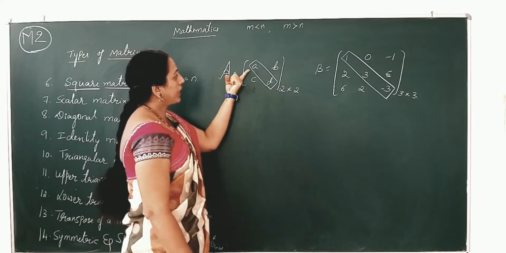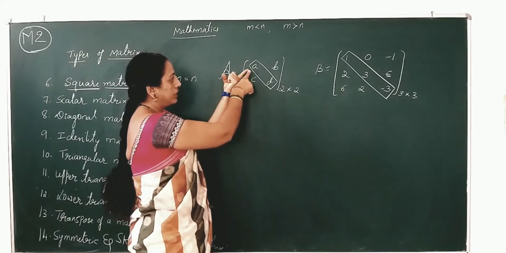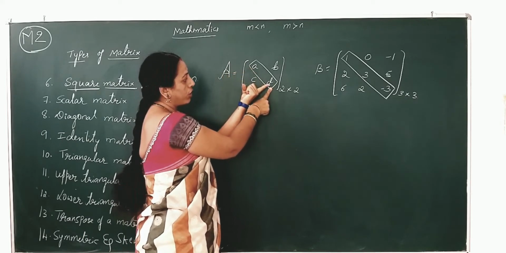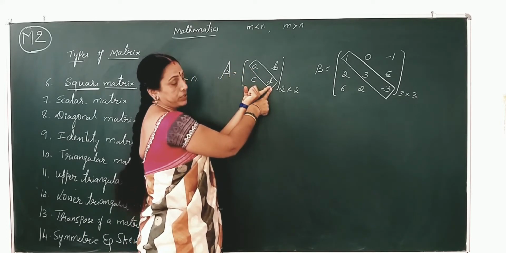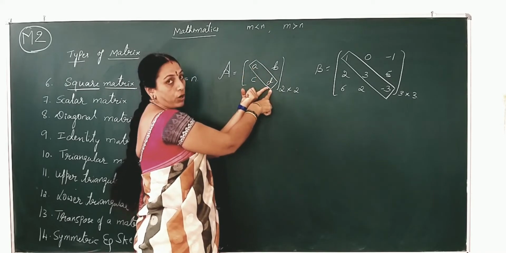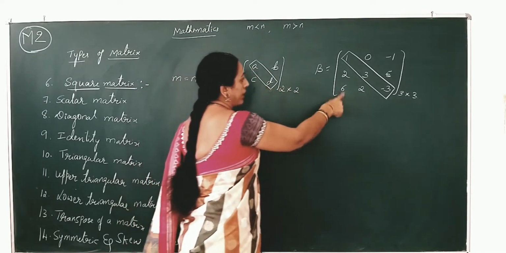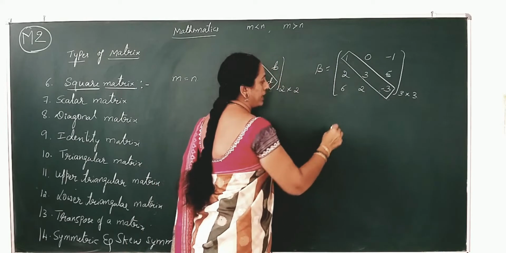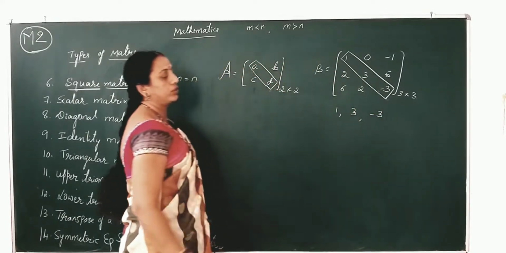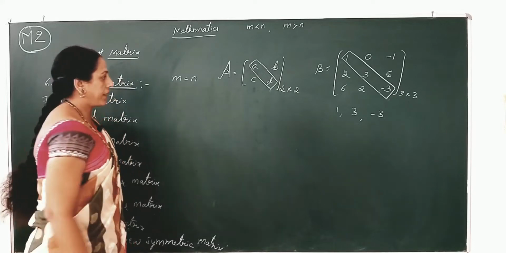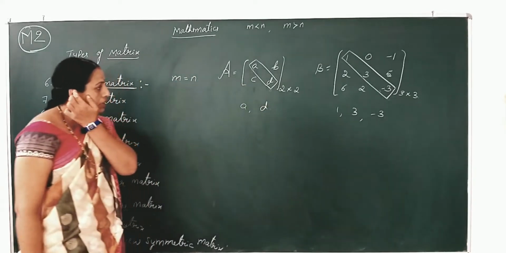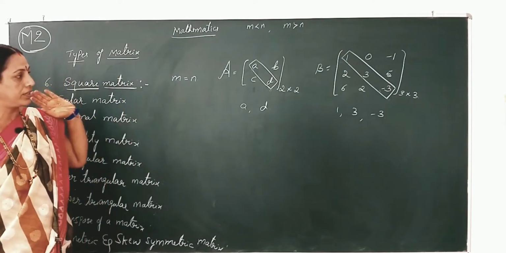Now, in any square matrix, the elements from the top left element to the bottom right corner element are called the principal diagonal elements. In the second matrix, 1, 3, minus 3 are the principal diagonal elements. In the first matrix, A and D are called the principal diagonal elements.